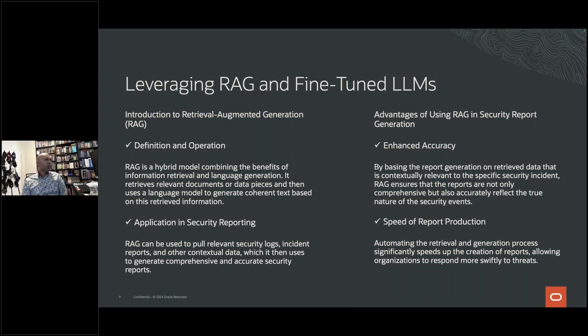So we can use RAG to pull relevant security logs, incident reports, and other contextual data, which it then uses to generate comprehensive and accurate security reports. So why are we using a RAG? To enhance accuracy by basing the report generation on retrieved data that is contextually relevant to the specific security incident.